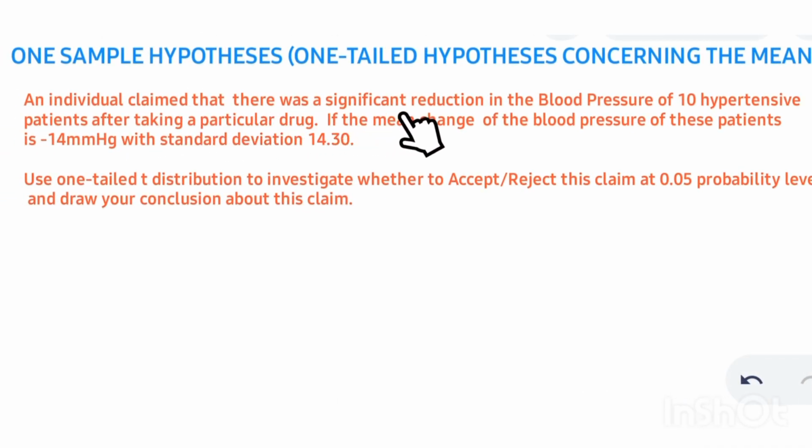Here we go. An individual claimed that there was a significant reduction in the blood pressure of 10 hypertensive patients after taking a particular drug. If the mean change of the blood pressure of these patients is minus 14 millimeter mercury with standard deviation 14.30, use the one-tailed t-distribution to investigate whether to accept or reject this claim at 0.05 probability level, and draw your conclusion about this claim. Right, so there are various steps involved in investigating this claim.